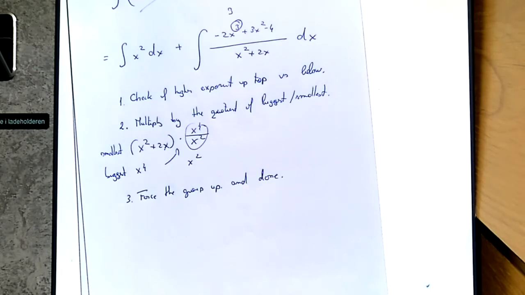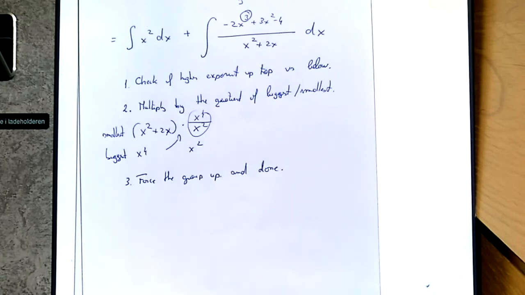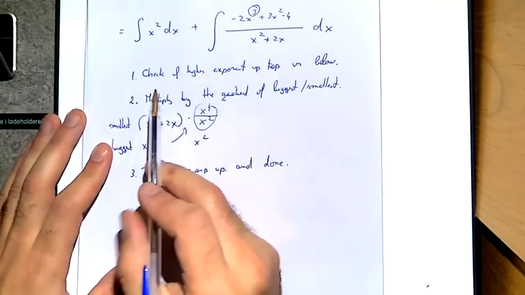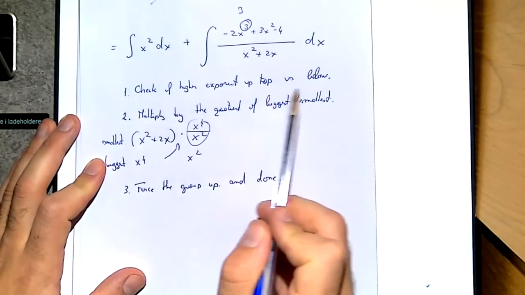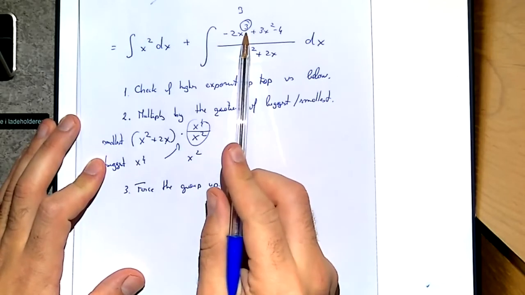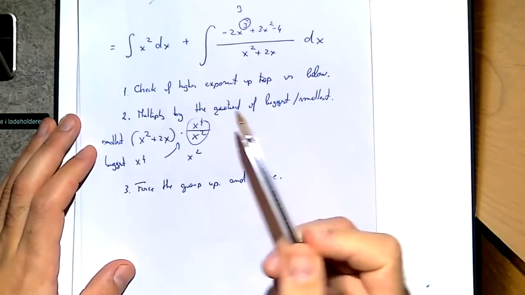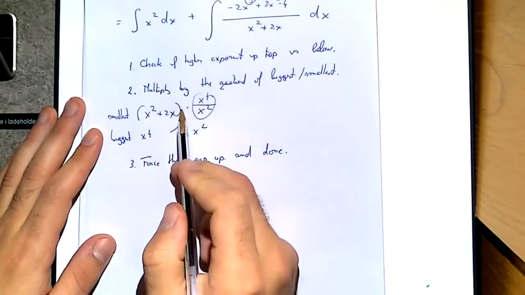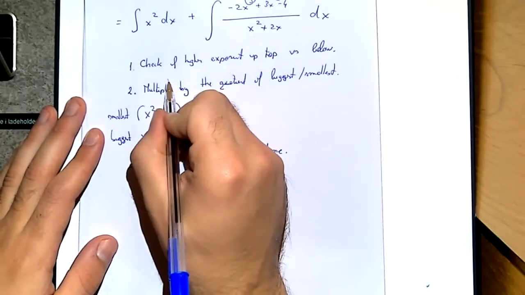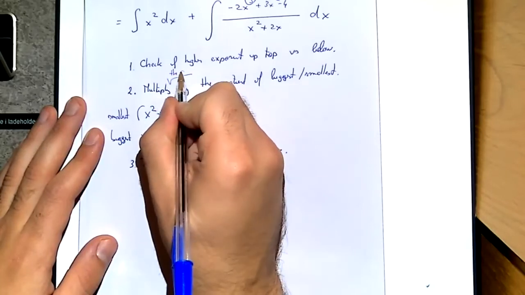So if you didn't get it on the first thing, no worries. I'm literally going to do the exact same thing 2 more times, so you're not losing anything. Literally the same exact thing, just instead of x to the fourth, I'm going to have x to the third. So check if higher exponent up top versus below. Again, I have x to the third, x to the 2, so I can apply it. Now what do I do? I multiply. Let's do the denominator.